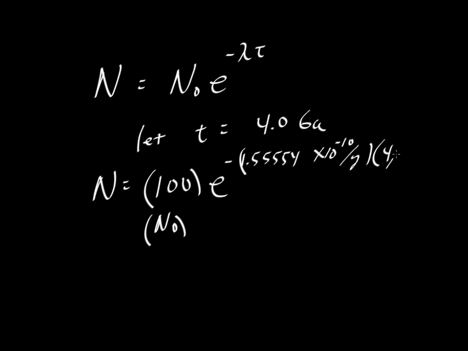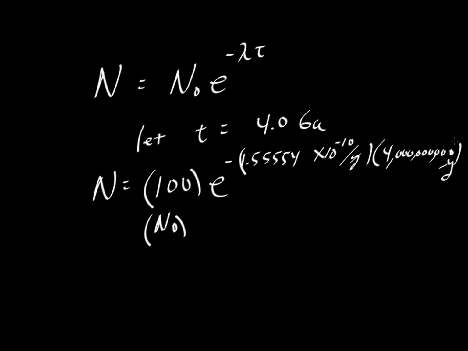So that's 9 zeros: 1, 2, 3, 4, 5, 6, 7, 8, 9. So we're going to squeeze all those in there. And this has units of years. Notice that this is 1 over years and that's years, so those years would cancel.